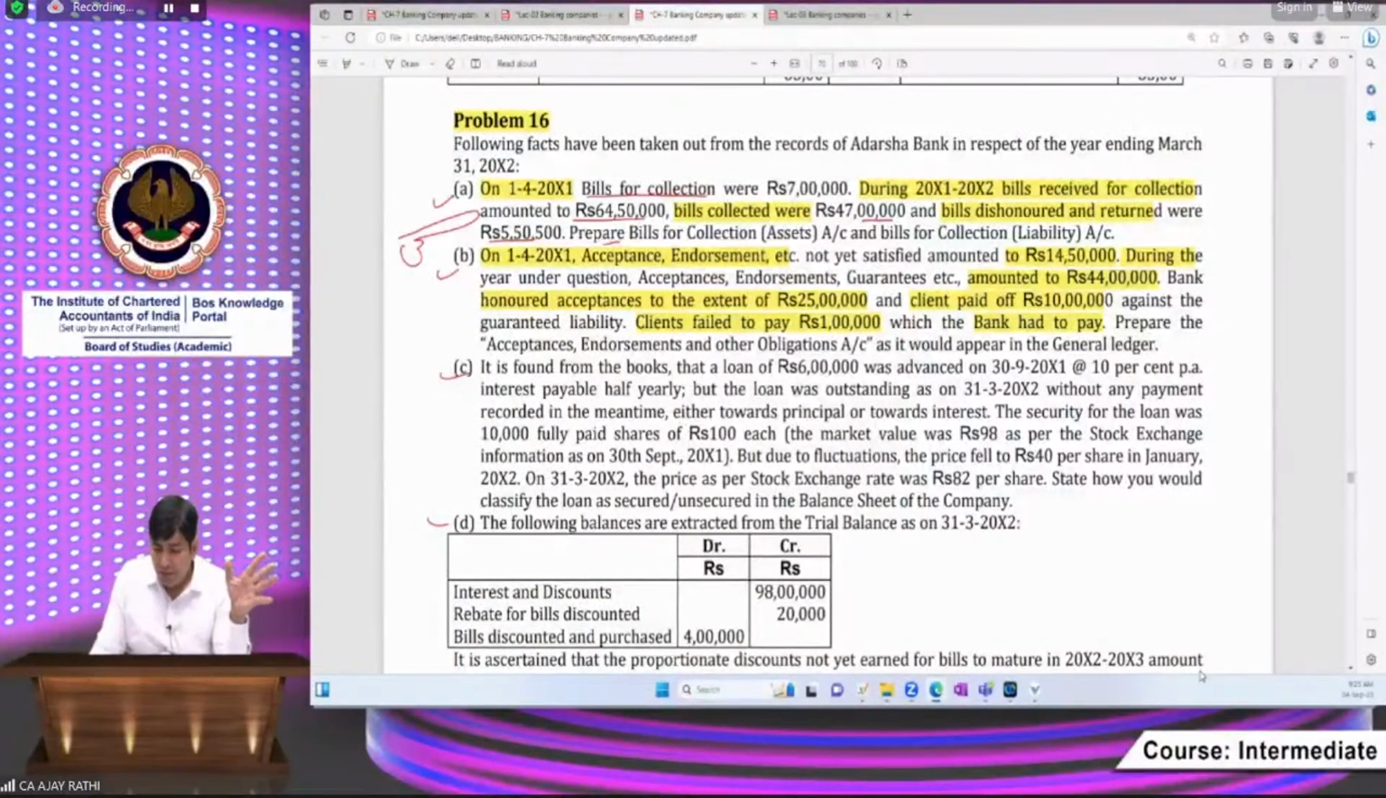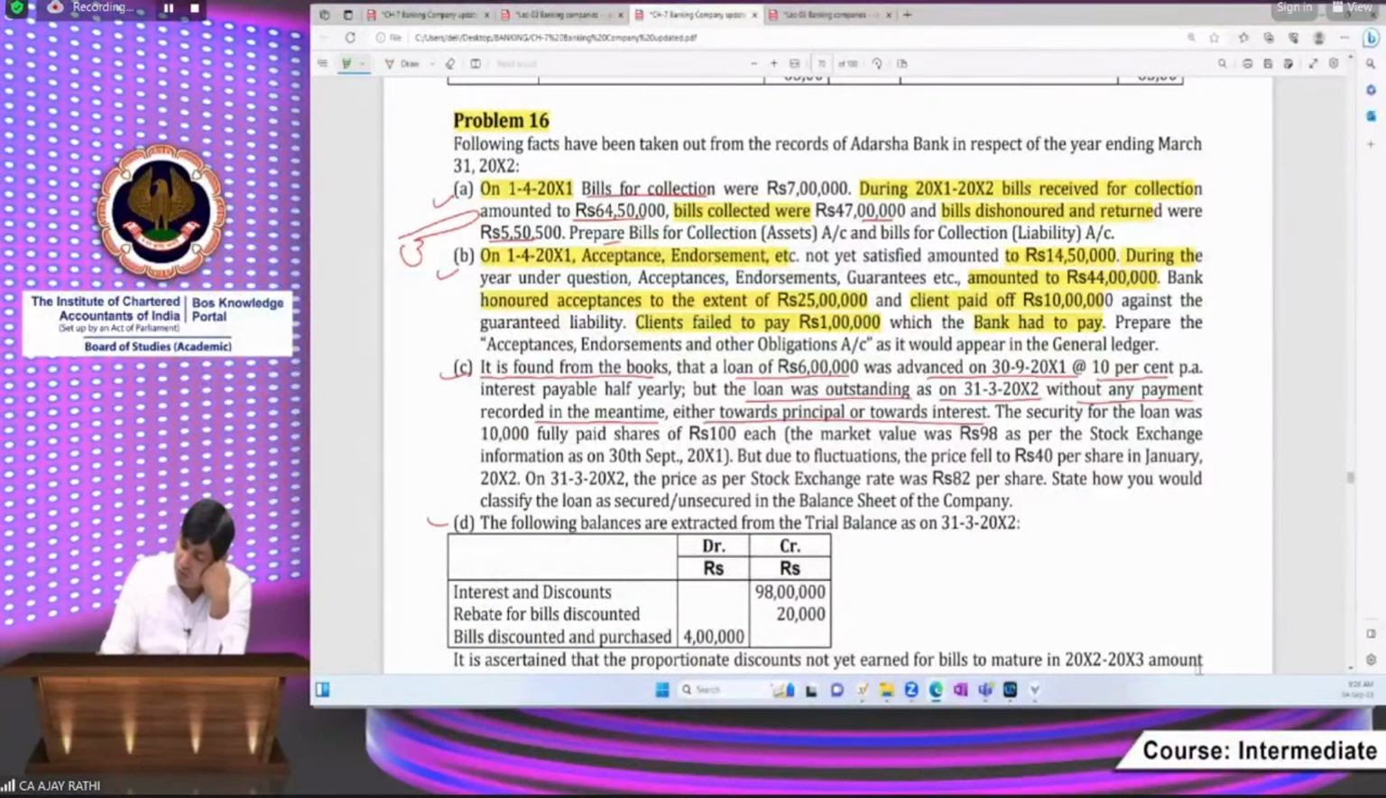Clear. Now see, question point number 3. Point number C. It is found from the books that loan of rupees 6 lakh was given, but the loan was outstanding as on 31st March 2002 without any payment recorded in the meantime. Either principal or the interest, but nothing was paid. Sir, this is on default. Okay, this is on default.